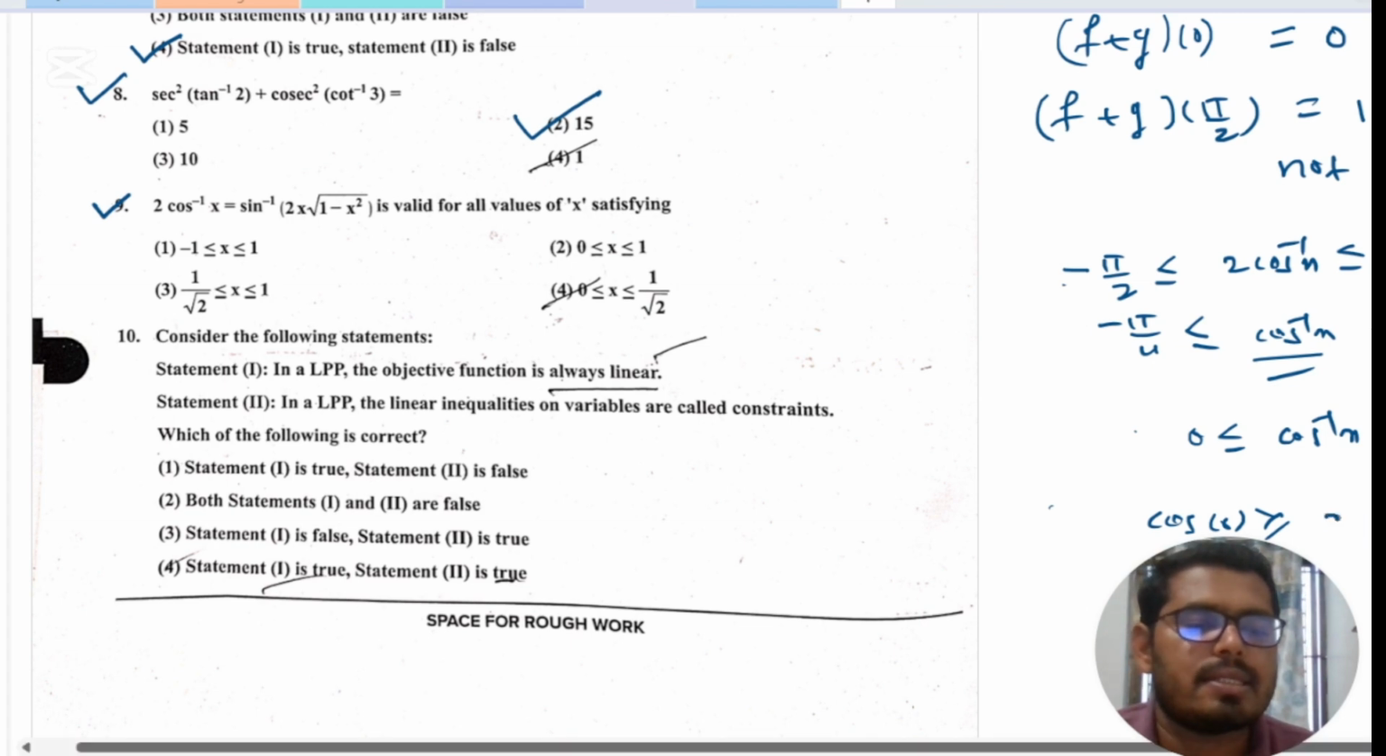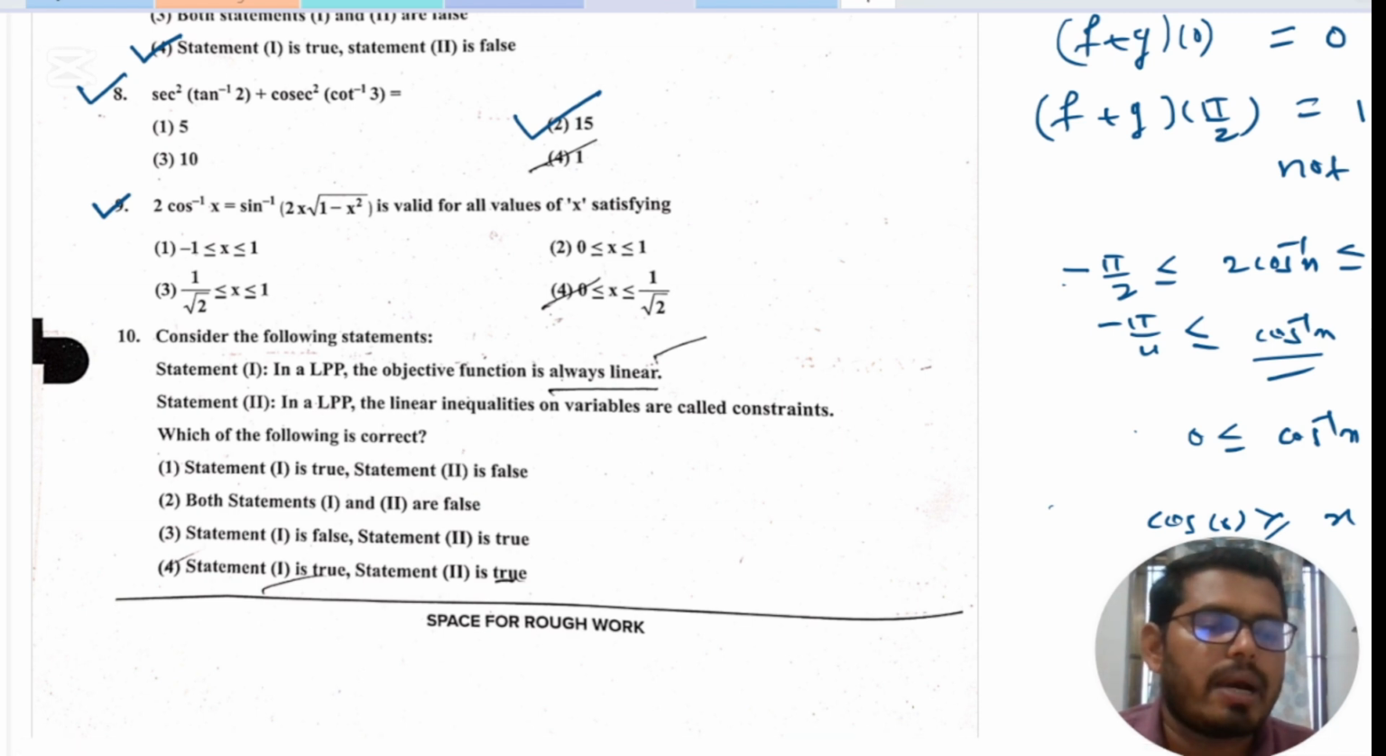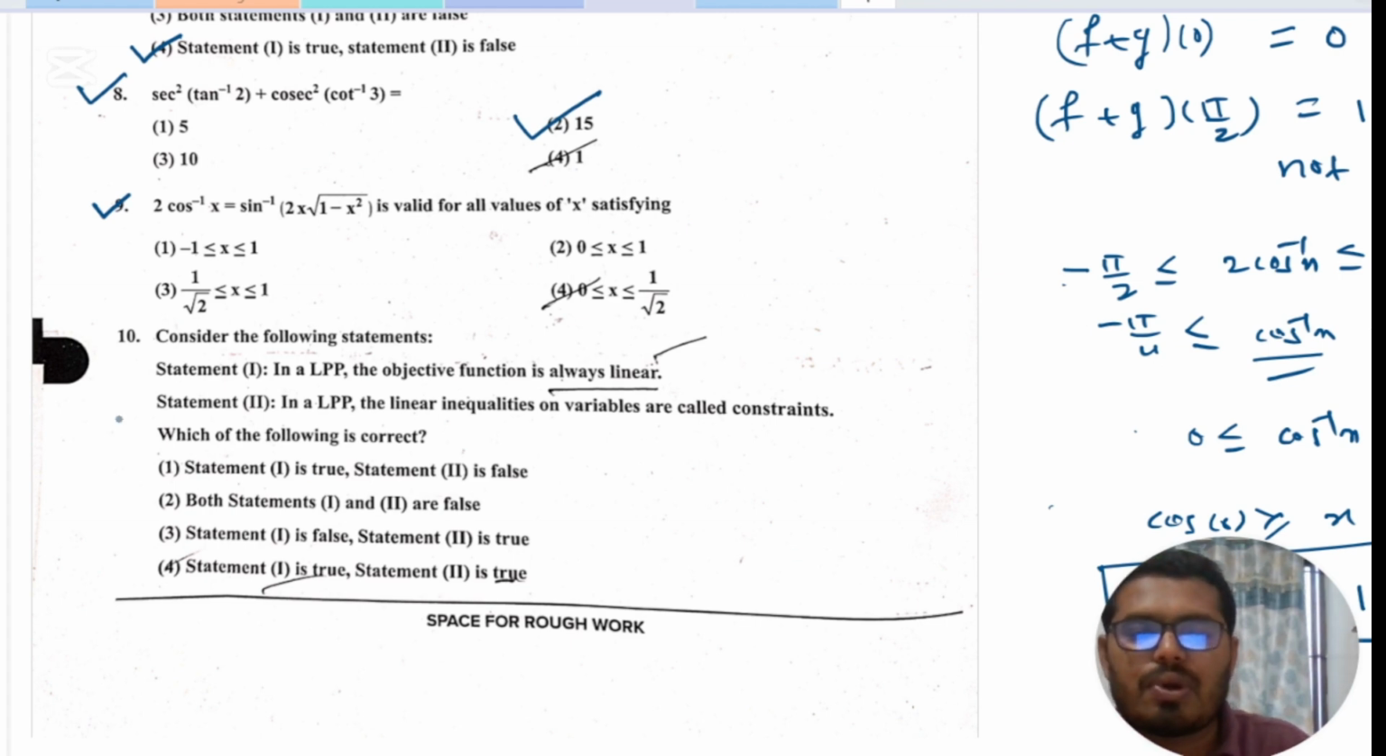We get x greater than or equal to cos of pi by 4, and cos of pi by 4 is 1 by root 2. Then it is also written as 1 by root 2 less than or equal to x less than or equal to cos 0, which is 1. Therefore, we get the range of x as 1 by root 2 less than or equal to x less than or equal to 1. Therefore, option number 3 is correct.